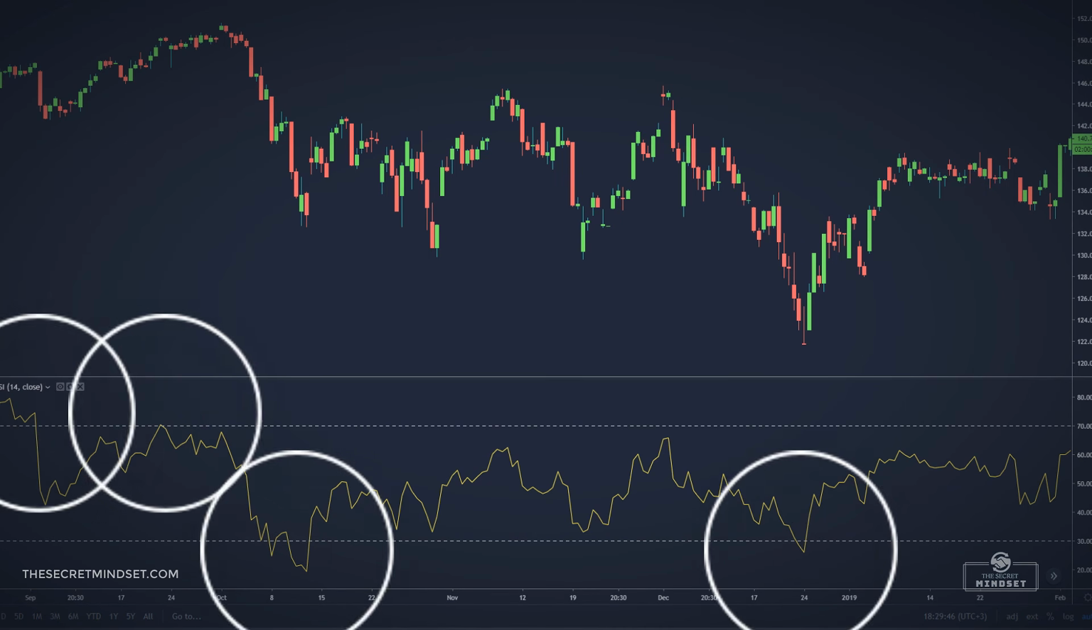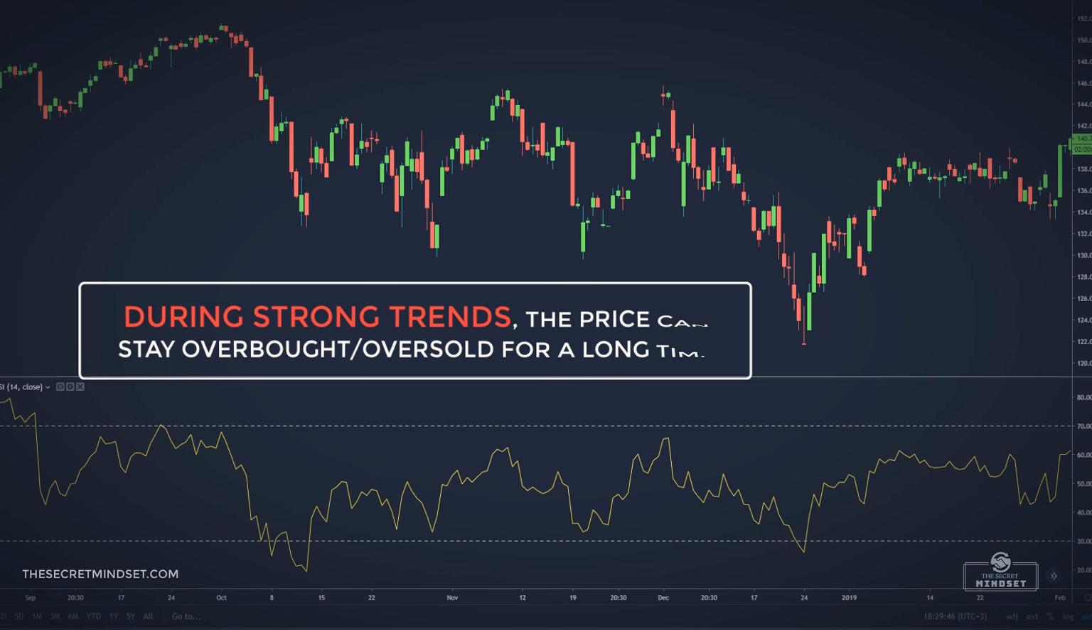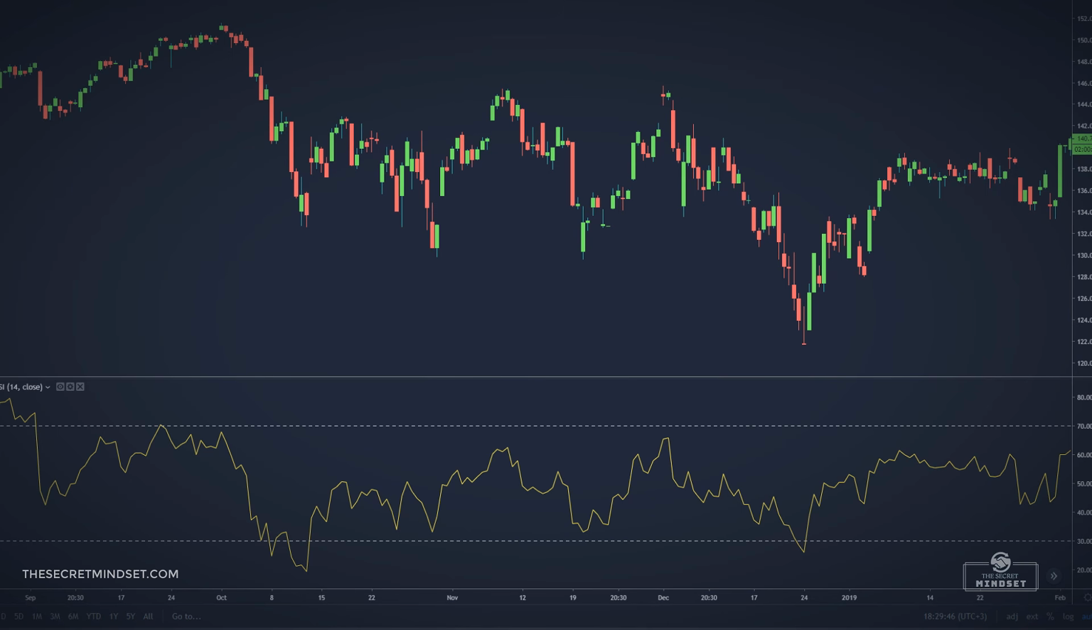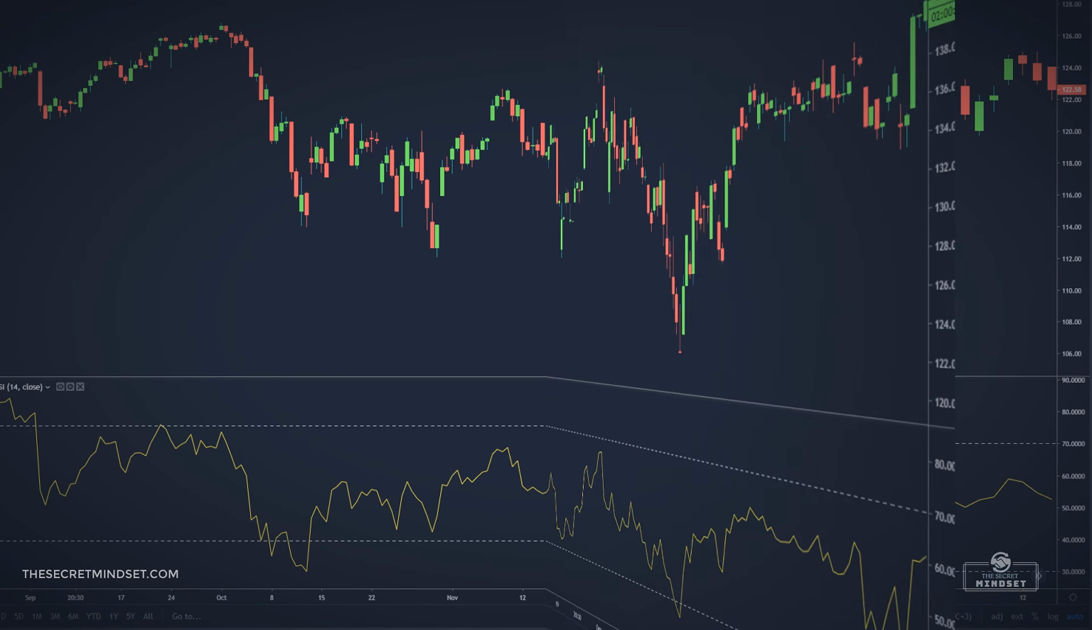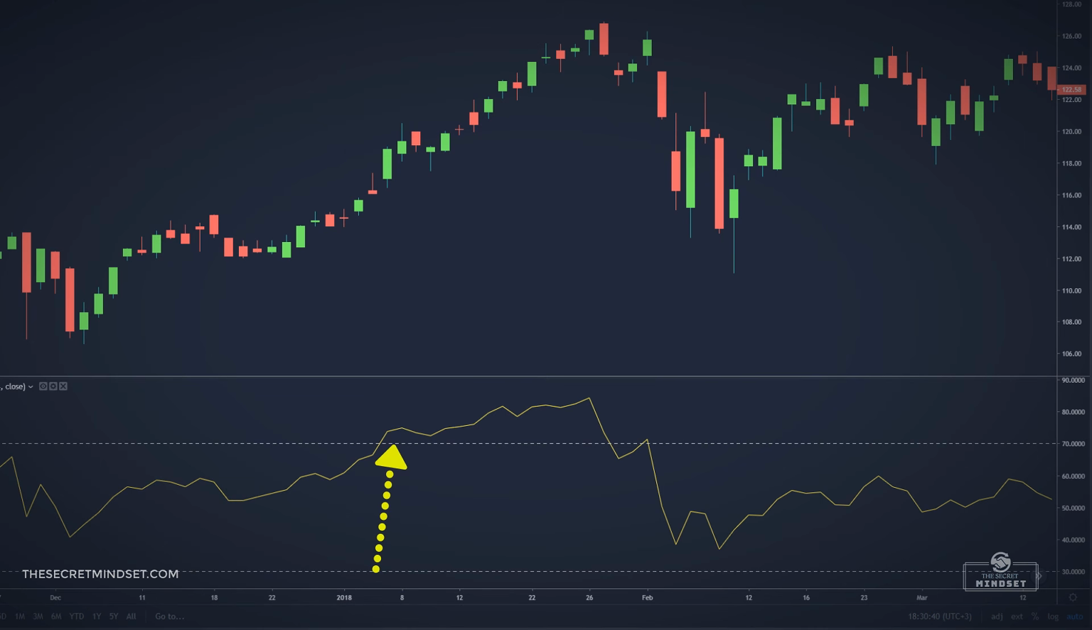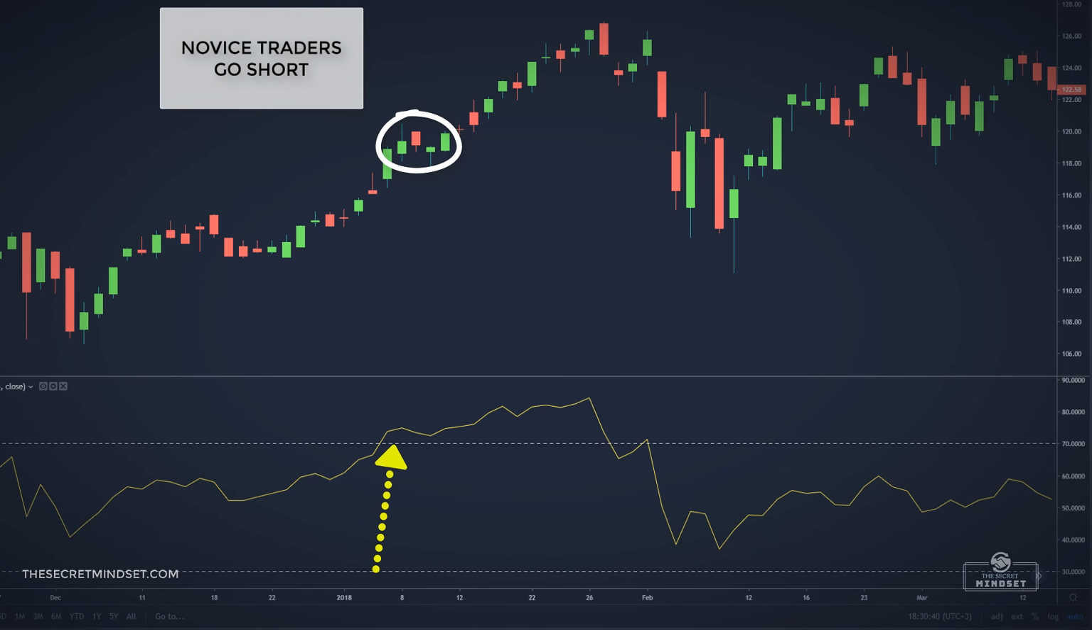During periods of strong upward trends or downward trends, market can remain in the overbought or oversold areas for days, weeks, or even months. Just look at this example. A short here would have been a very bad trading decision because the price continued to increase aggressively.